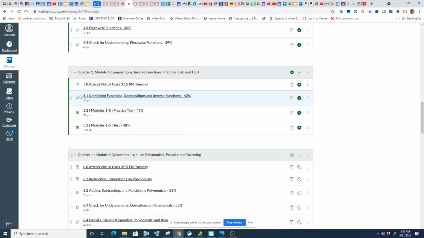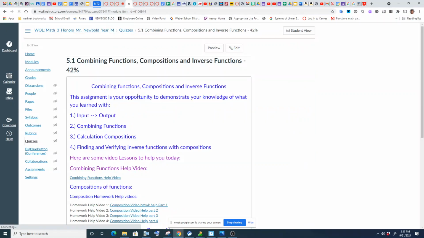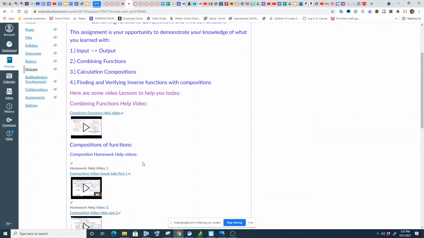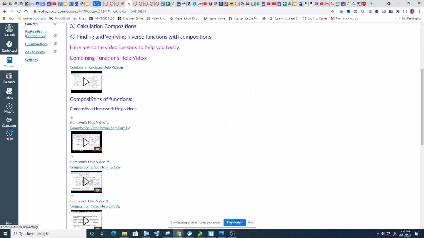And we're going to take a look at this week now. So right now we're doing 5.0, attending this virtual class. Next will be combining functions, compositions, and inverse functions. So that's definitely an honors part, especially the inverse functions. But I do have videos here to help you, lots of videos.